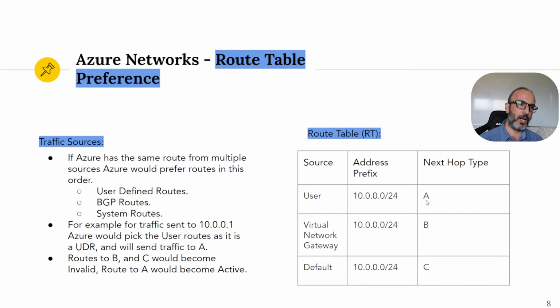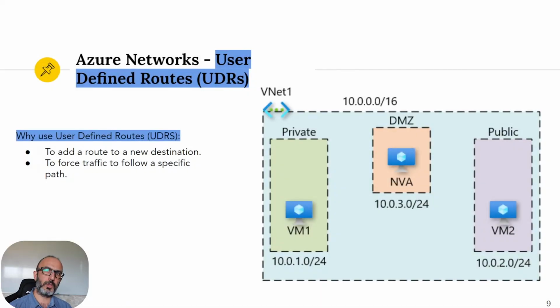So in our case here, traffic will be sent to next hop A, and then A will become active, and B and C will become invalid. So why would we use a user-defined route or a static route, which is what it is called in the networking world? We would use a UDR if you want to inform Azure about a new destination that it doesn't know about. So we would tell it that if you want to reach x.y.z, use this next hop to reach this destination. So we use UDRs to add a new destination to our route table.